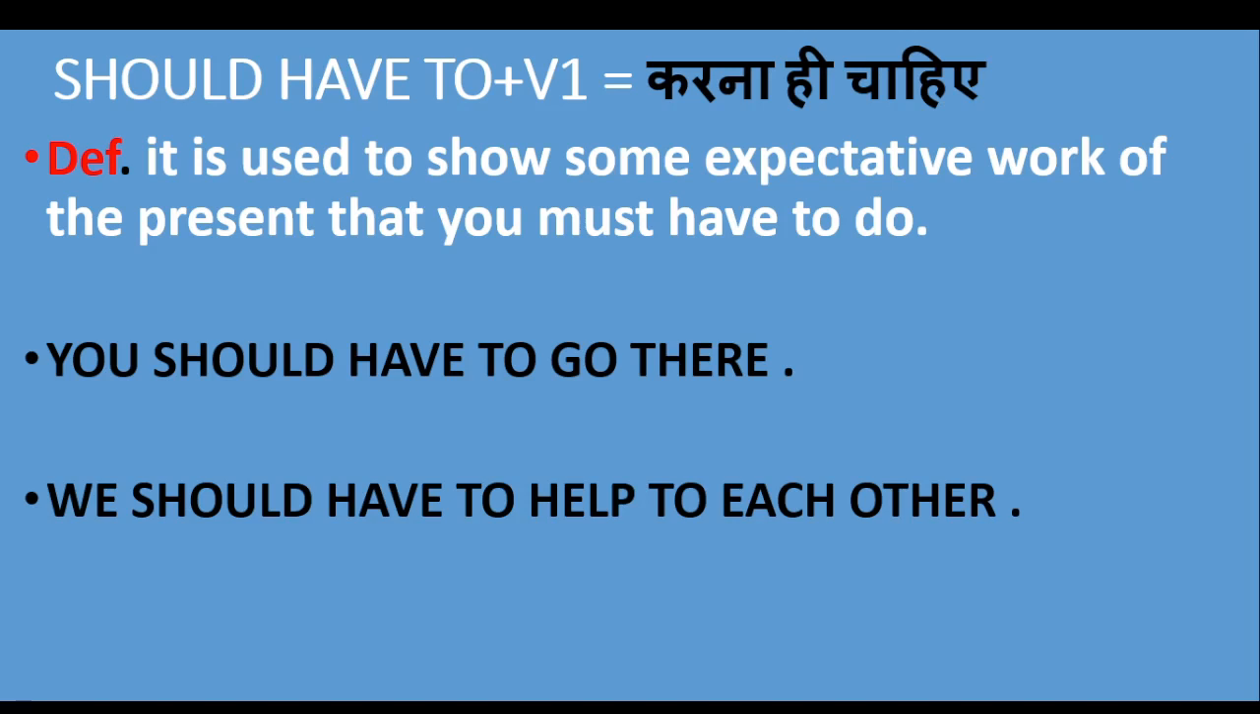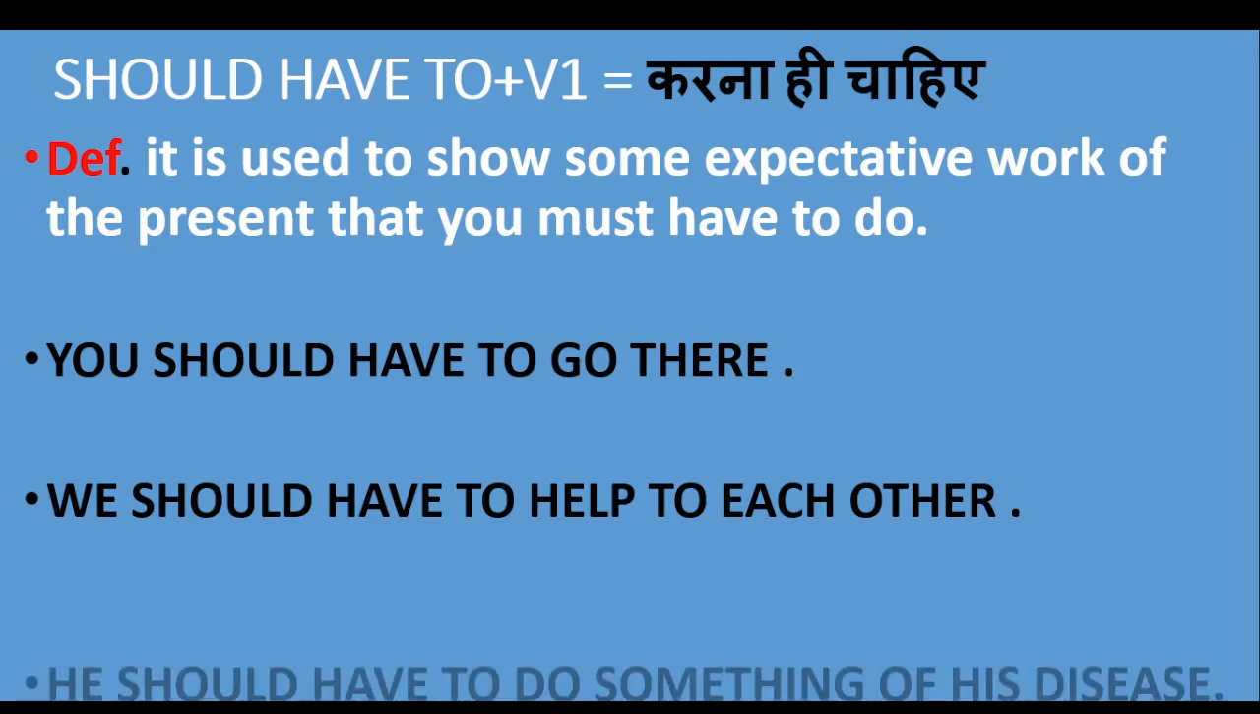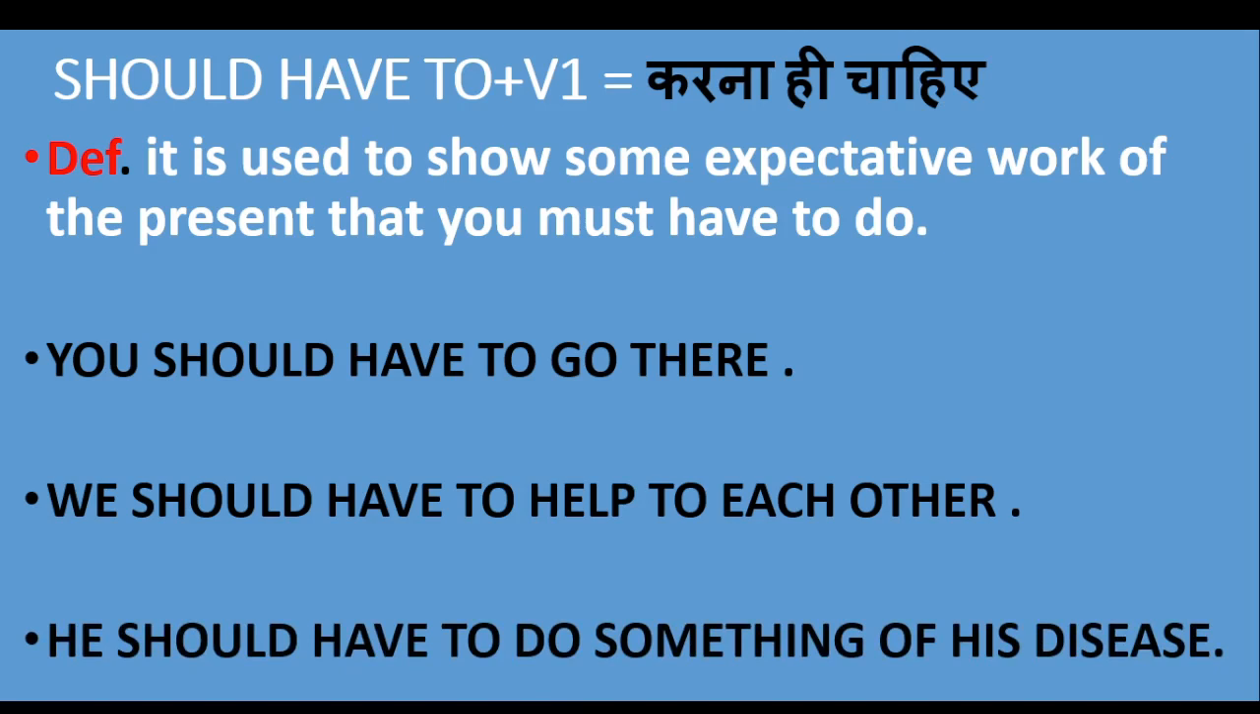And let me show you my third and last example. He should have to do something about his disease. In this sentence, you are advising someone to do something. For example, your friend had a heart disease, but he did not care. But one day you met your friend and you told him that you should have to care about your heart disease because it is a very important thing.